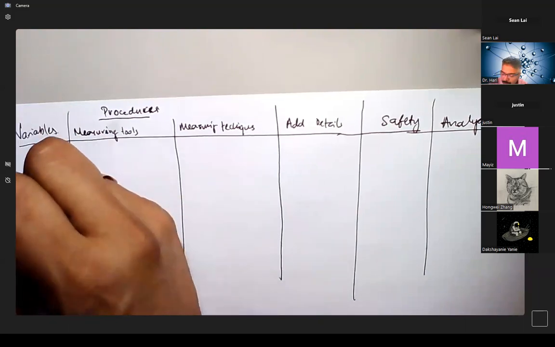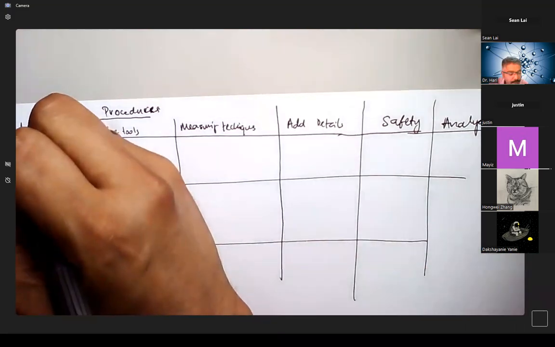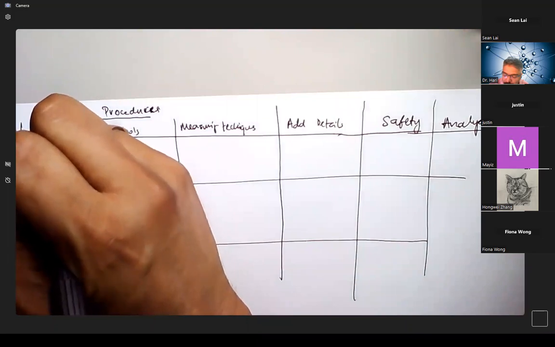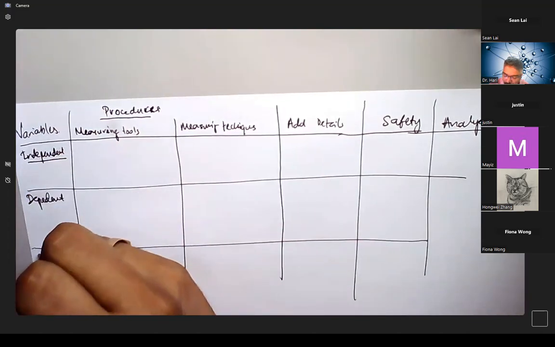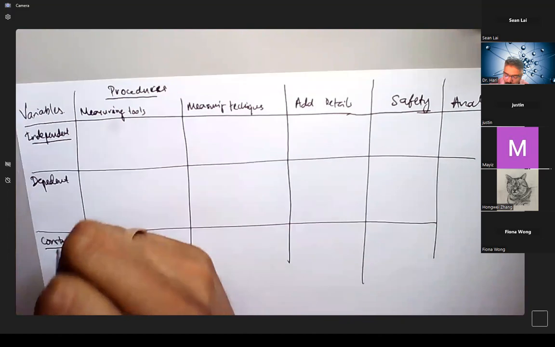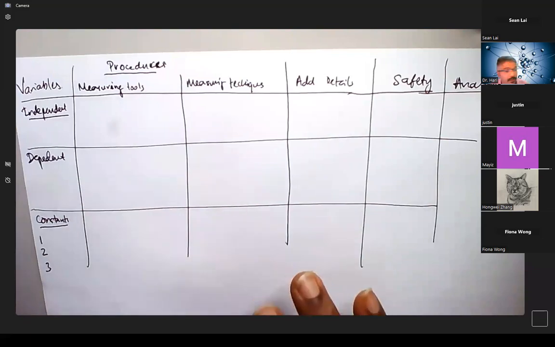Okay, so variables, as I told you, there are 3. We have the independent variable, then the dependent variable, then the constants. For constants, I'm going to put 1, 2, 3. I do not know how many constants there are in this experiment, not yet. I'm just going to put 3, forcing me to come up with some points. I know that immediately when I put 1, 2, 3, definitely there are some constants other than the main one, all right?